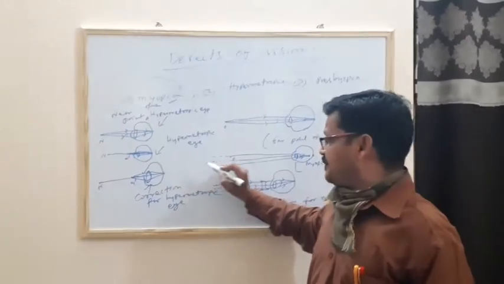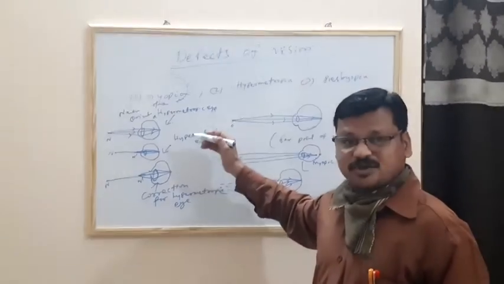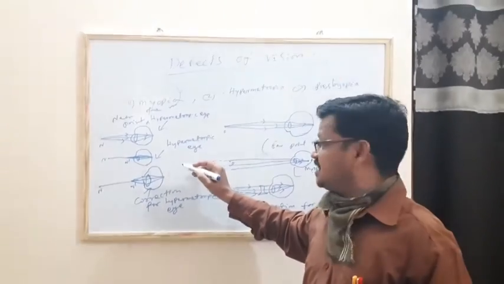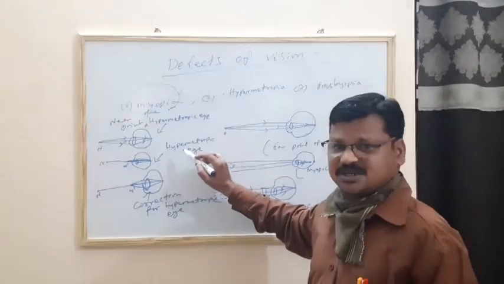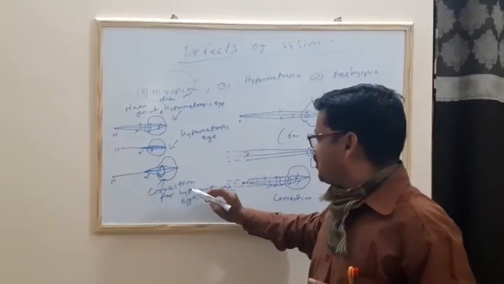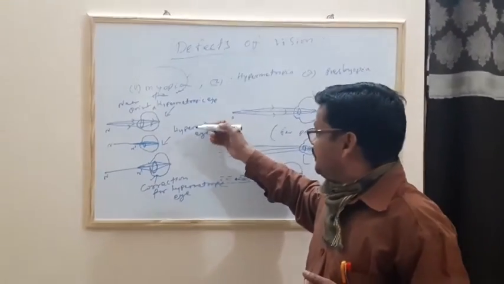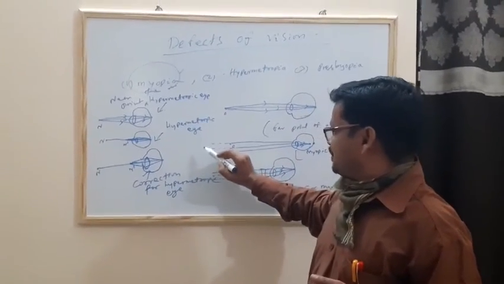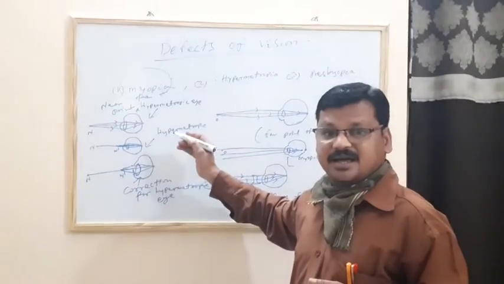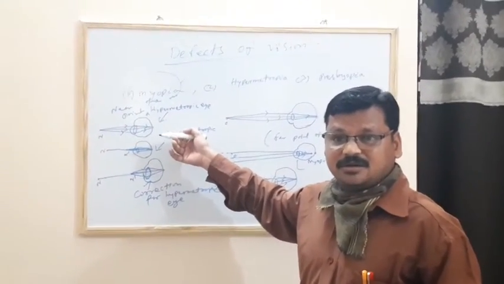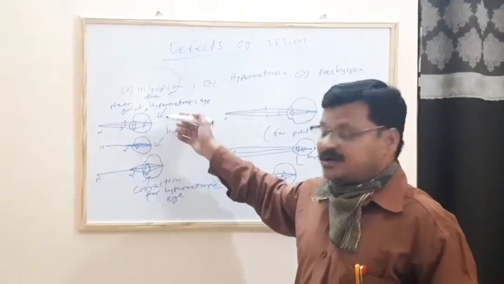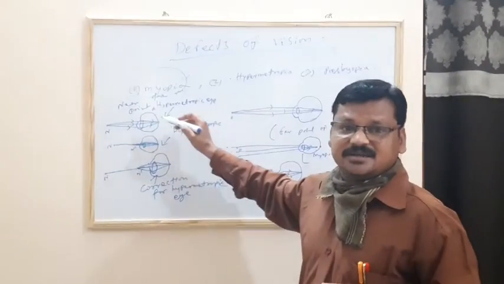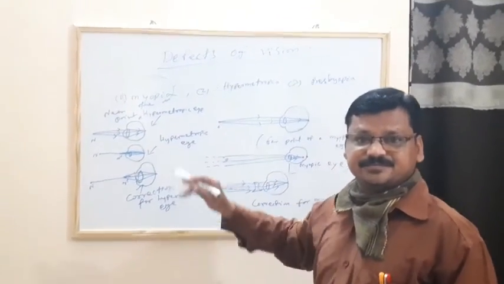A person who suffers from hypermetropia has this disorder, so the image is formed behind the retina. In case of hypermetropia, the image is formed behind the retina, and by using a convex lens of suitable power, we can rectify that vision defect.